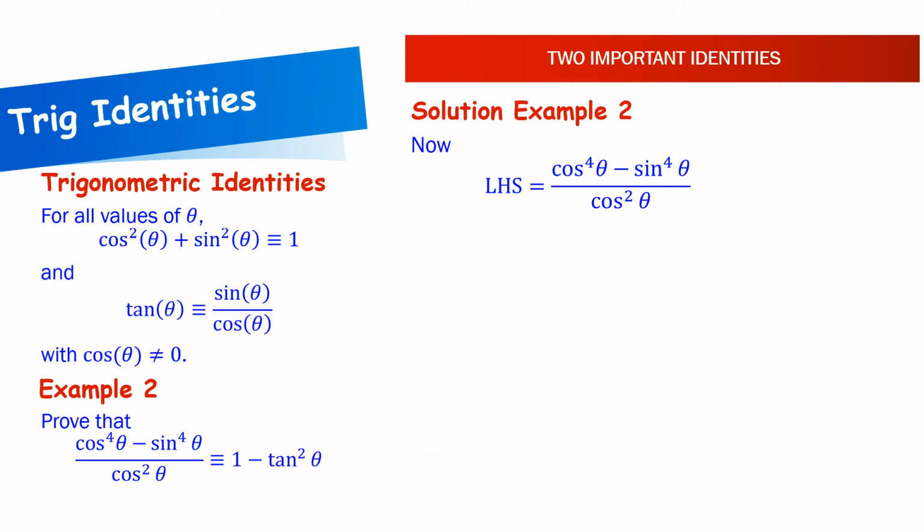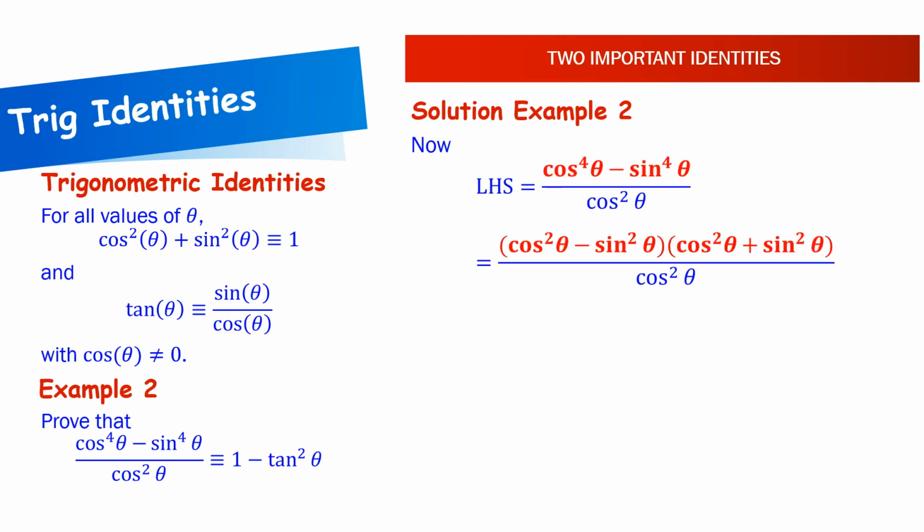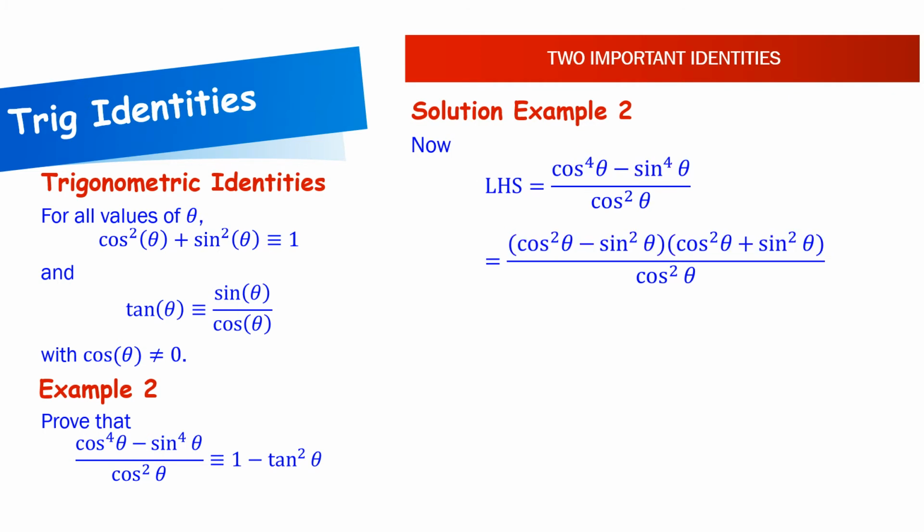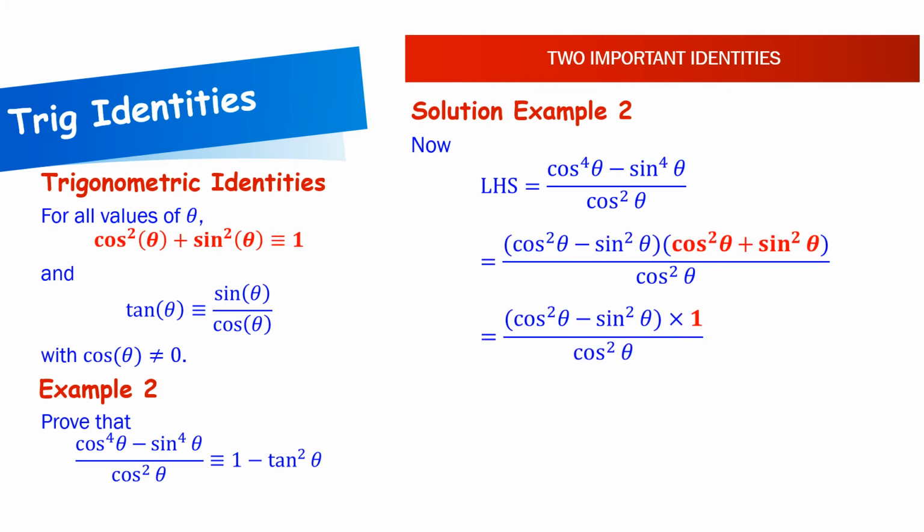Looking at the numerator, you might be able to spot that this can be factorized. So factorizing cos to the 4 minus sine to the 4 gives us cos squared minus sine squared times cos squared plus sine squared as shown. And hopefully you should be able to recognize that cos squared plus sine squared is identical to 1.